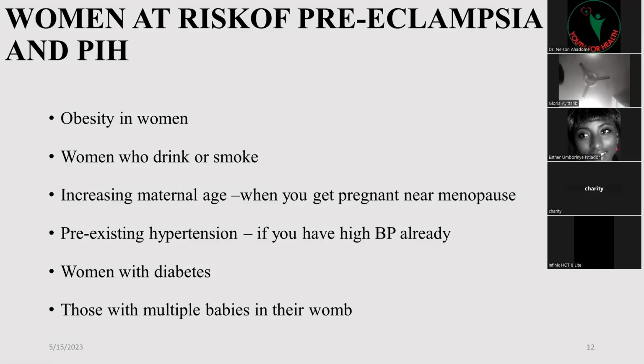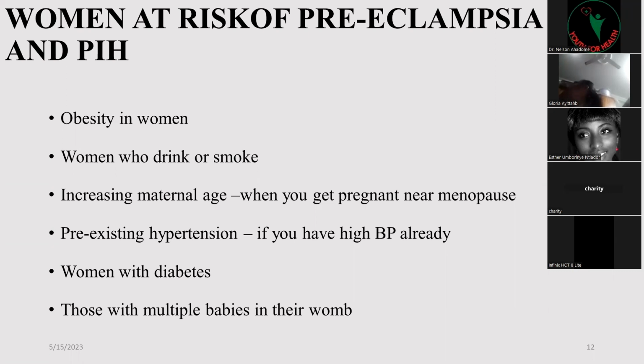Increasing maternal age: as you get closer to menopause, when you get pregnant, you can develop preeclampsia. It's better to give birth earlier, before the menopause. But in case you are planning or ready to give birth near menopause, it's just better to take precaution and to seek medical attention so that we can prepare you to prevent preeclampsia.